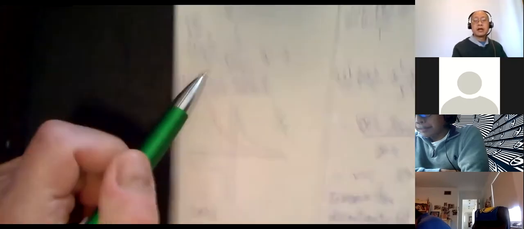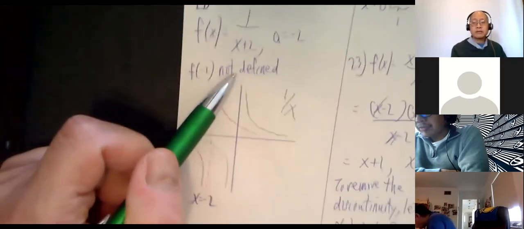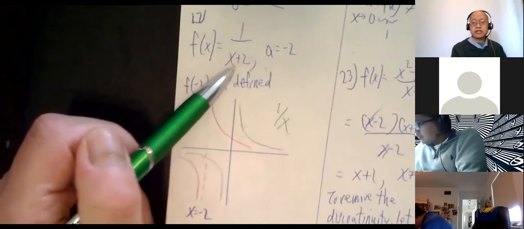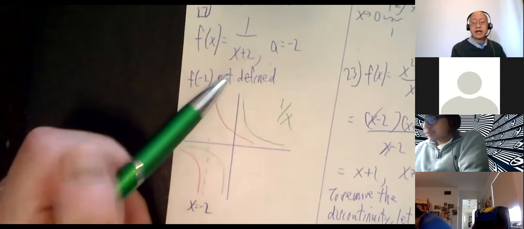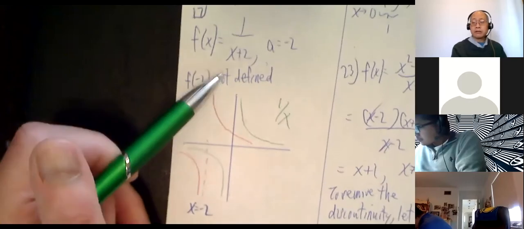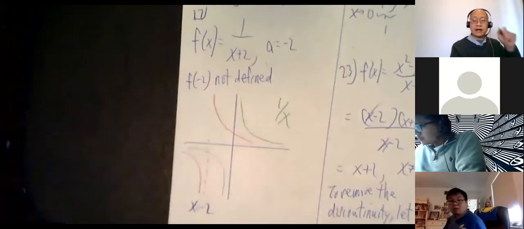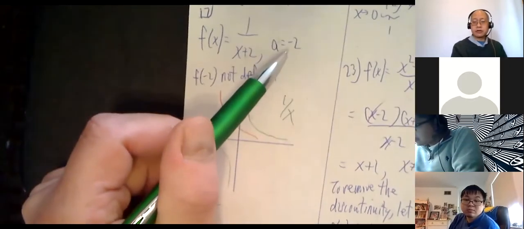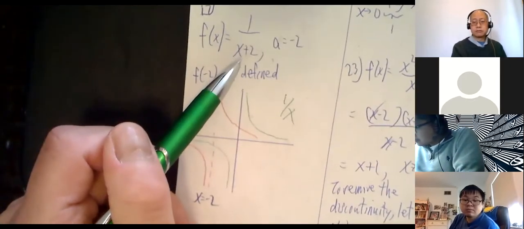All right, 17. F of x equals 1 over x plus 2 at a equals -2. Well, you can tell the function is not even defined at -2. So that automatically makes the graph not continuous at -2, right? If the function is not even defined there, how can it be continuous? You have to lift up your paper to cross -2 because you're not allowed to have -2.